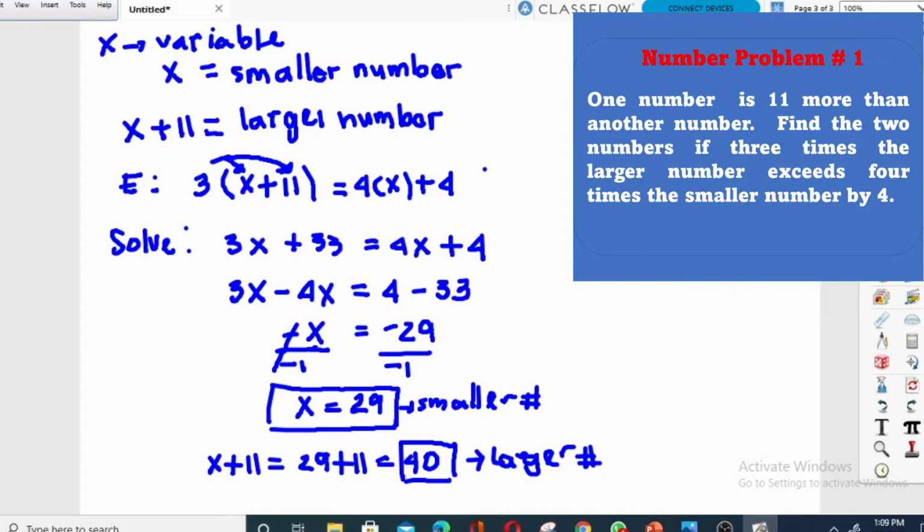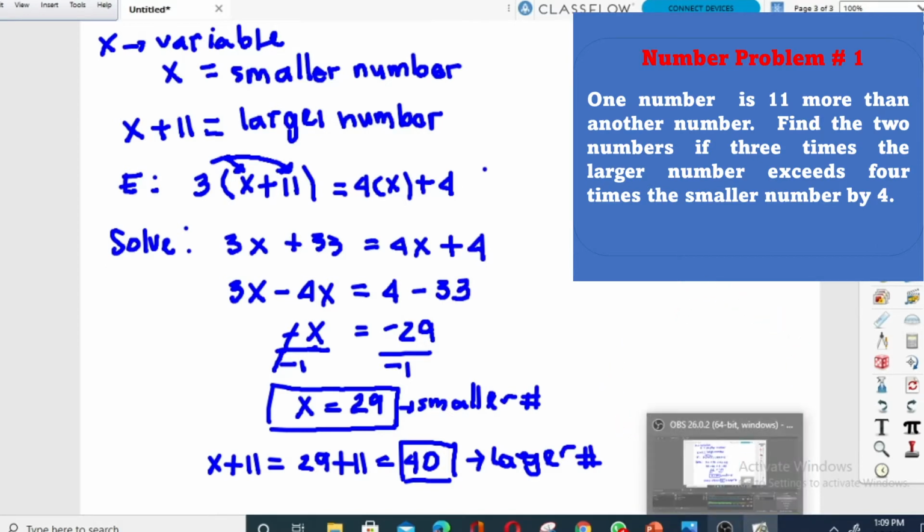Usually, the first sentence of the given problem will tell you to which variable will be assigned to a particular unknown quantity. Okay, so that is problem number 1 under number related. Let's answer problem number 2.